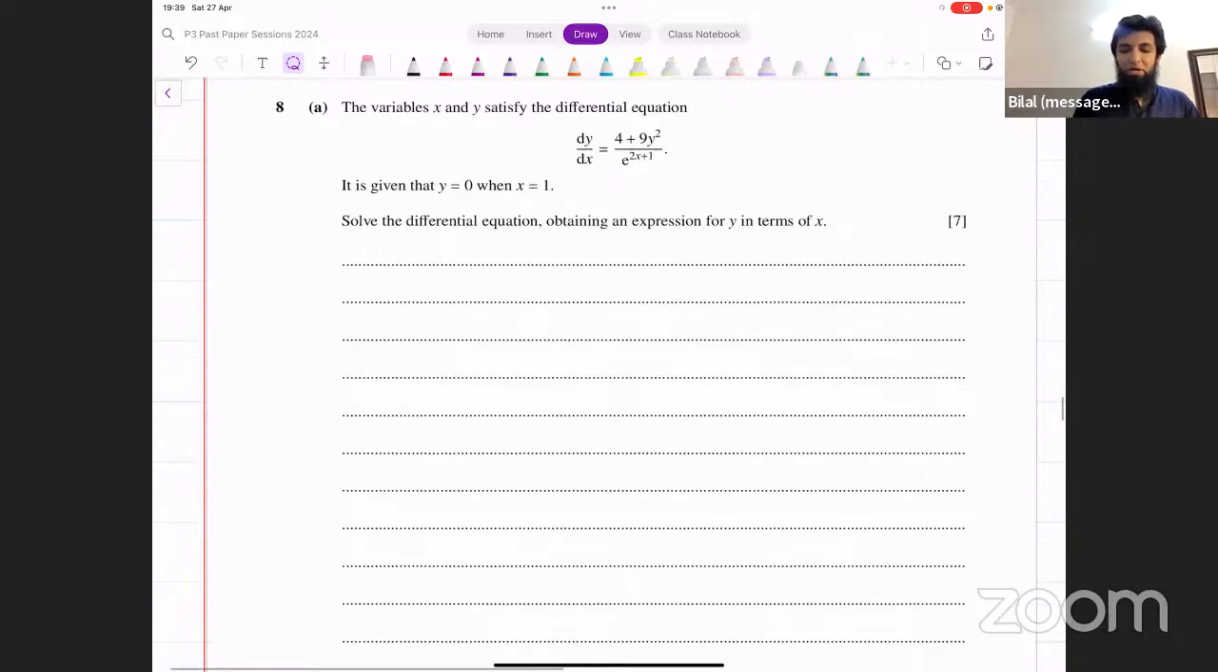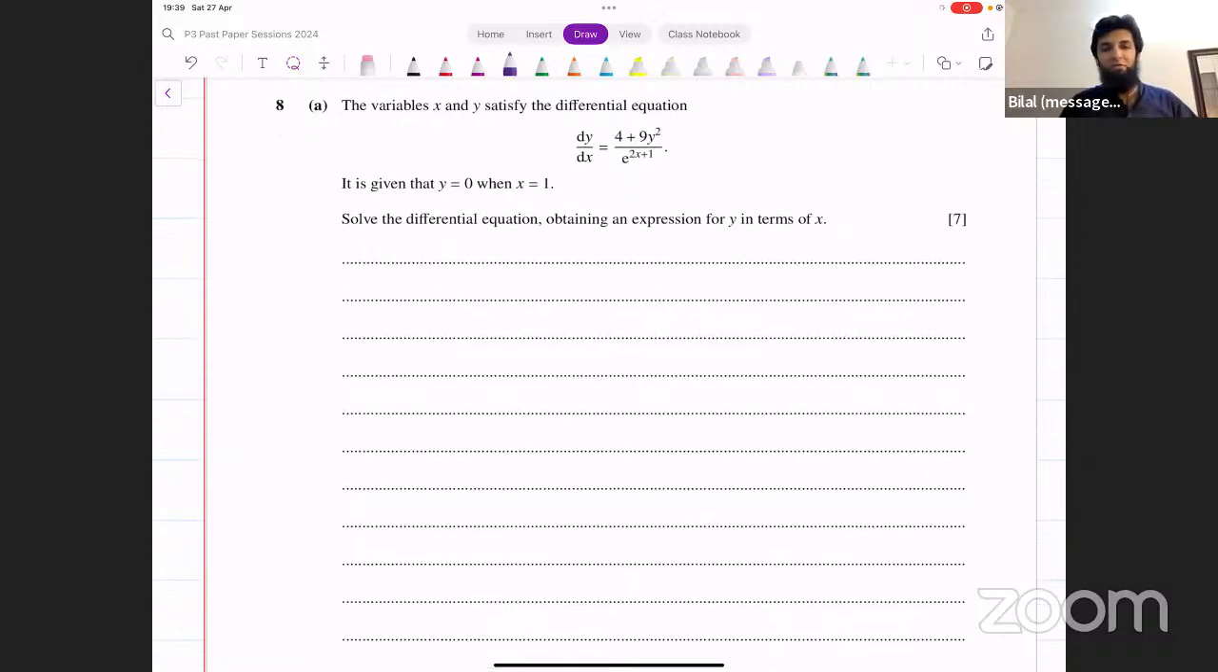Okay, so how do we do this? How do we solve differential equations? We have to separate the variables first of all, separate y and x. We've got dy on the left side, we want y terms on the left side. Dx will go to the other side, so we want x terms on the right side. Let's see what we get from that.